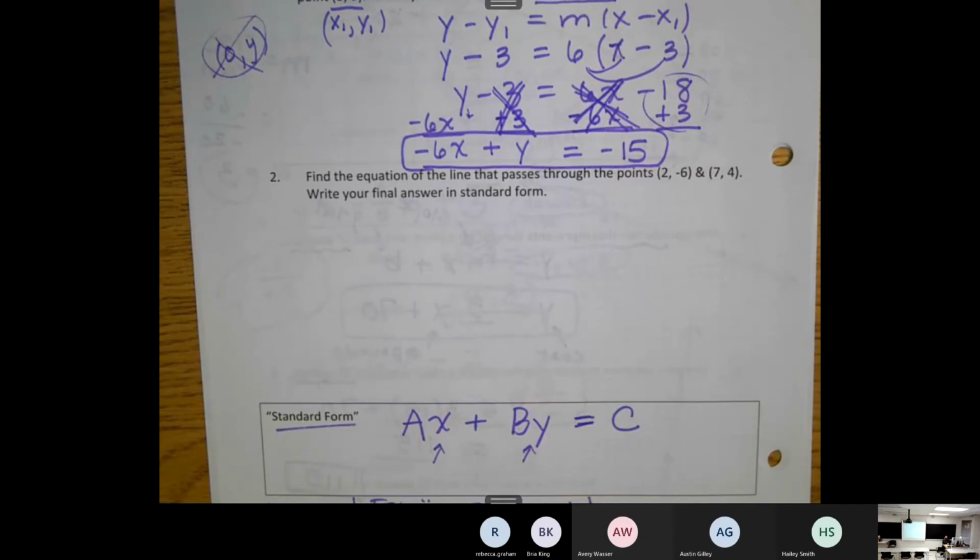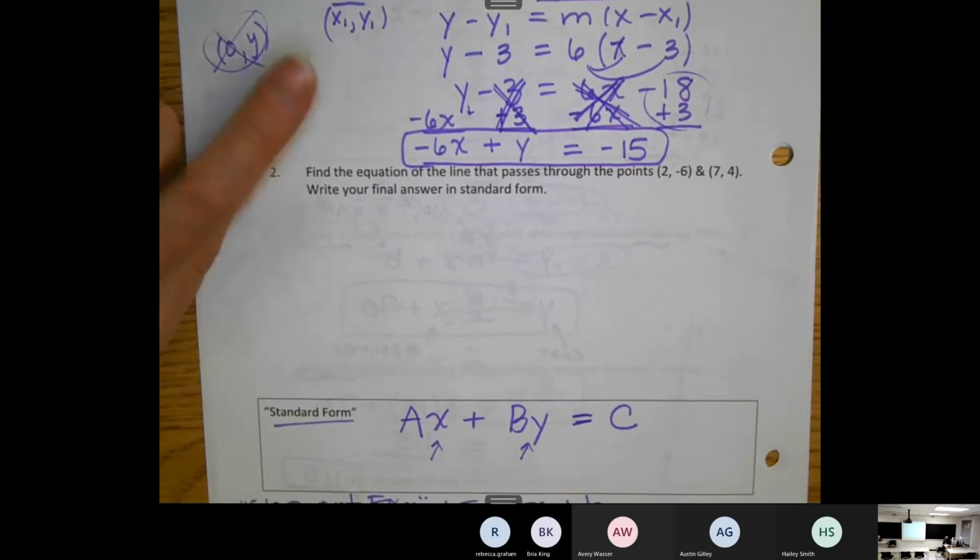Or Paige, you guys want to check out anything about that first one? Or anybody on Teams? Austin, Haley, Avery, Bria, Rebecca, anything you guys would like to ask about that first one?